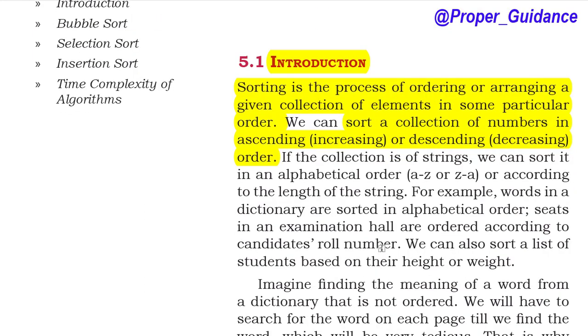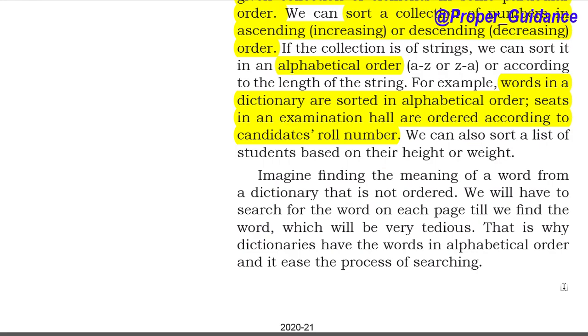If the collection is of strings, we can sort it in alphabetical order, that is A, B, C, D, like this up to Z, or from Z to A in the reverse order of characters in the English alphabet. Or we can sort according to the length of the string. For example, words in a dictionary are sorted in alphabetical order. Seats in an examination hall are ordered according to candidates' roll number. We can also sort a list of students based on their height or weight.